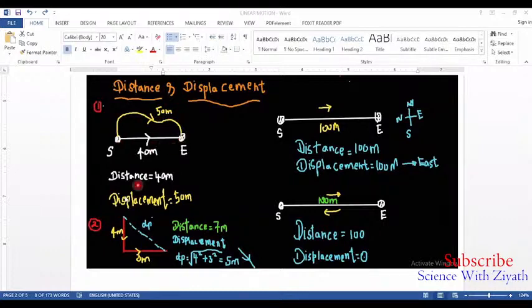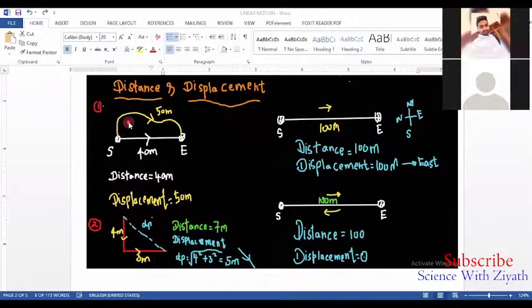Look at this one. I have written a different thing. It's wrong. Can you change this one? The total length the object travels is the distance, right? I have to change this one. The distance should be here.